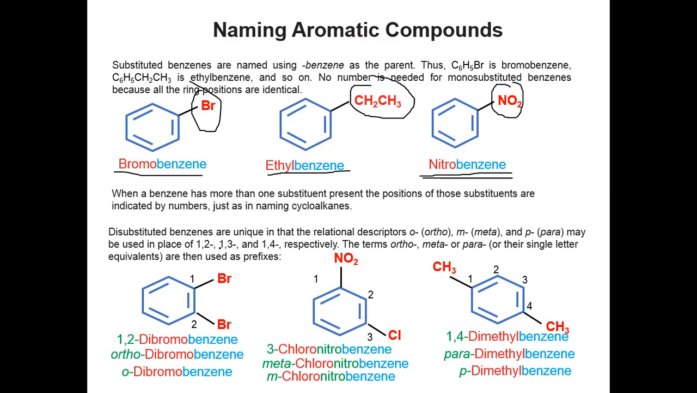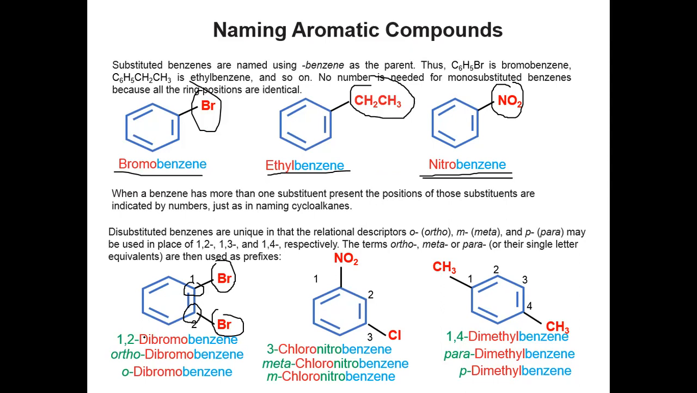But if we have two of them, so we have one bromine and the other bromine, how do we name it in this case? Again, we start from a substitution, since we have double bonds everywhere and all of them are equal. So we start numbering from the substitution, and then we go to the next substitution. So here, 1, 2. It's 1,2-di because we have two bromines. Dibromobenzene. Okay, dibromobenzene. What does it mean?